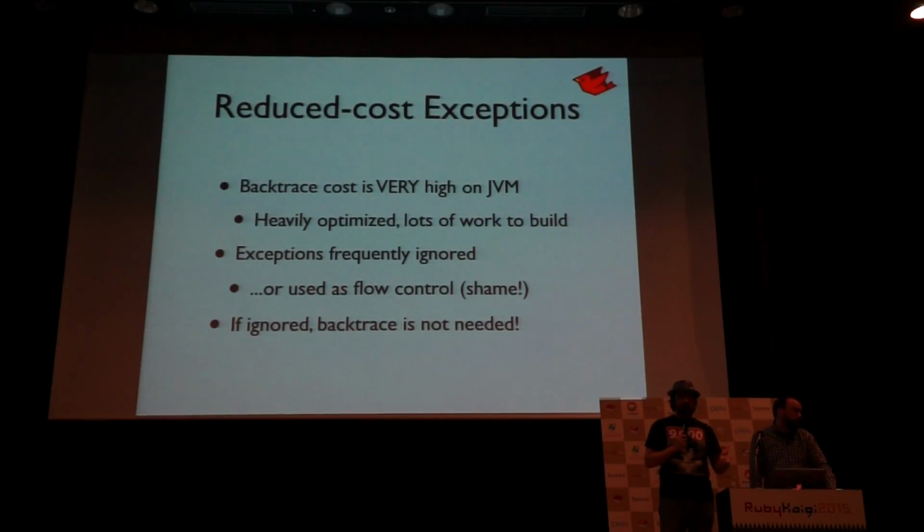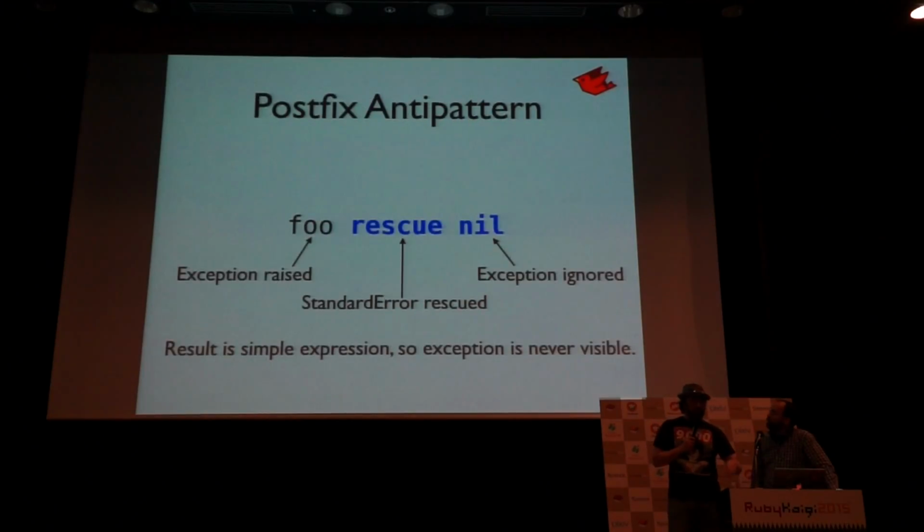In large part, this is because on the JVM, generating an exception backtrace is very expensive. Lots of work has to be done. But unfortunately, exceptions are often used as flow control. They are thrown and ignored. Everybody's done this in code. We don't particularly like this pattern, but we can see that it's very convenient. You don't care if there's an exception raised. You just want to try this and then continue on. And so we run into this all over the place.